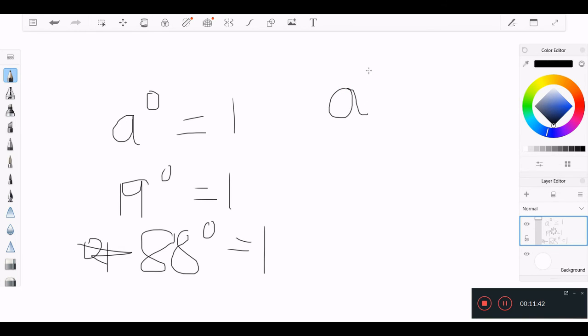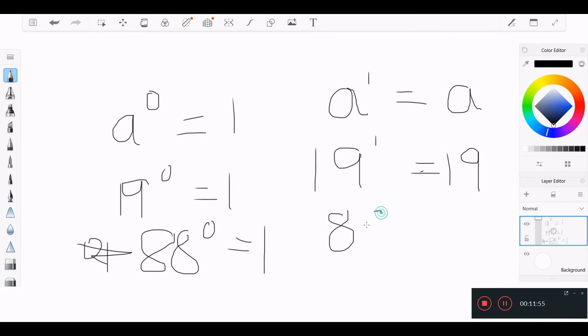When you have the power of 1, the answer you get is always the number itself. When you have 19 to the power of 1, you will get back 19. When you have 88 to the power of 1, the answer will be 88. So these are the rules for the exponential functions, and I hope you guys can really understand and master it.